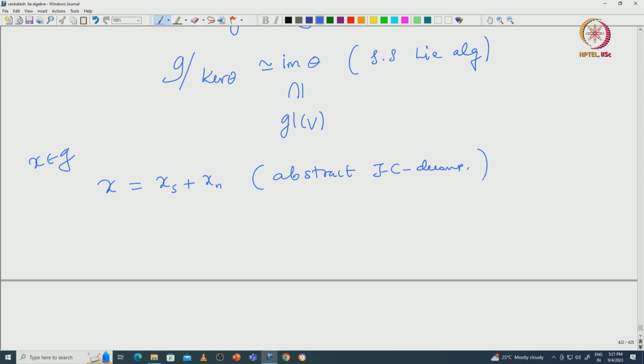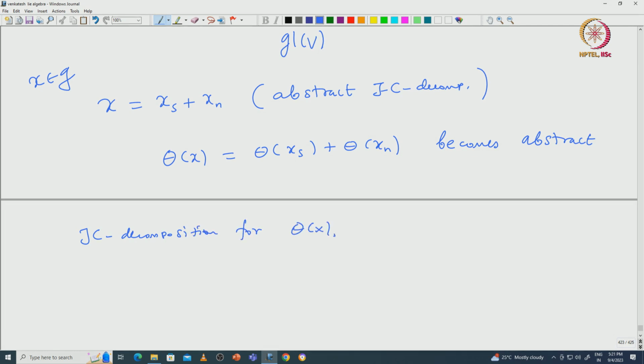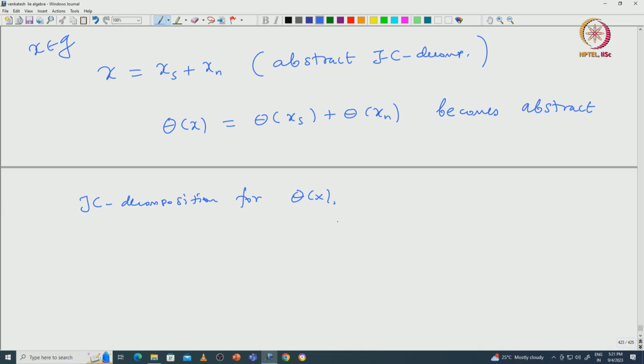So, then what happens? It is not that hard to see. If we take this theta of x, that must be equal to theta of xs plus theta of xn. So, this becomes the abstract Jordan decomposition of theta of x. So, how does one prove this? One can directly check all the properties that you required.